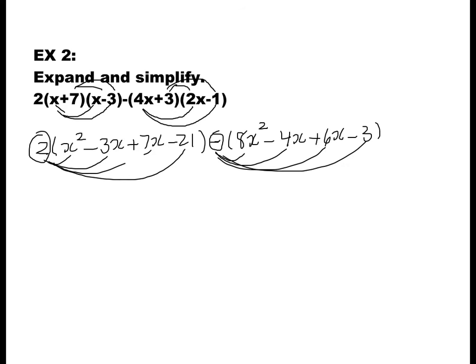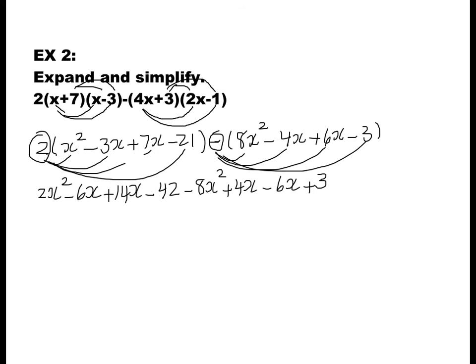2 times x squared is going to give me 2x squared. 2 times negative 3x gives me negative 6x. 2 times 7x gives me 14x. And 2 times negative 21 gives me negative 42. Negative 1 times 8x squared gives me negative 8x squared. Negative 1 times negative 4x gives me plus 4x. Negative 1 times 6x gives me negative 6x. And negative 1 times negative 3 gives me plus 3.